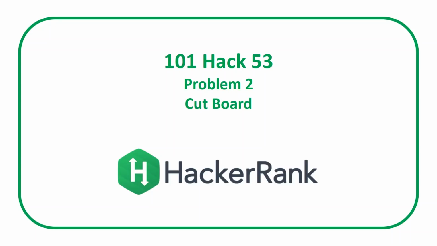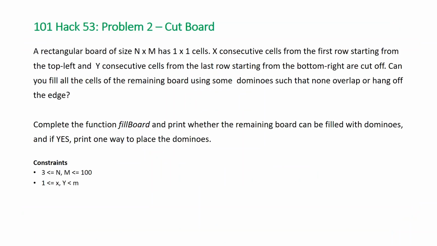In this video, we're going to be going over the solution to problem 2 from HackerRank 101 Hack 53 entitled Cut Board. The problem states a rectangular board of size n by m has 1 by 1 cells, x consecutive cells from the first row starting from the top left and y consecutive cells from the last row starting from the bottom right are cut off.